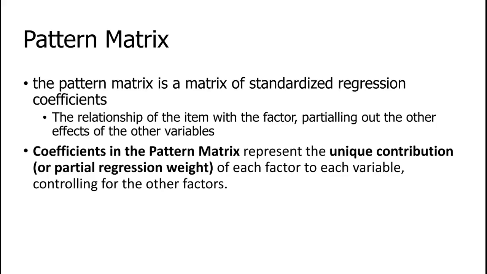But they're not correlation coefficients. They are regression coefficients. So they're the relationship of that item with the factor to which it belongs or most hangs with, but partialing out the effects of the other individual items in the factor model. So to reiterate, the pattern matrix contains the unique contribution of each variable, each individual question, to each factor, controlling for the other questions. And that is what we want.